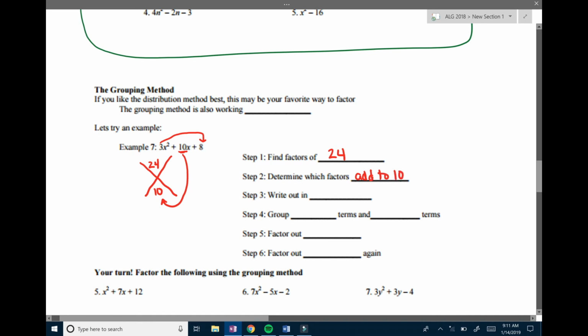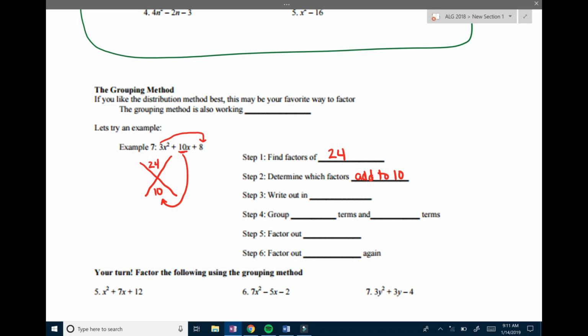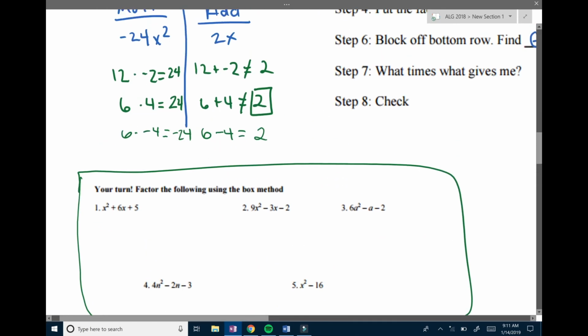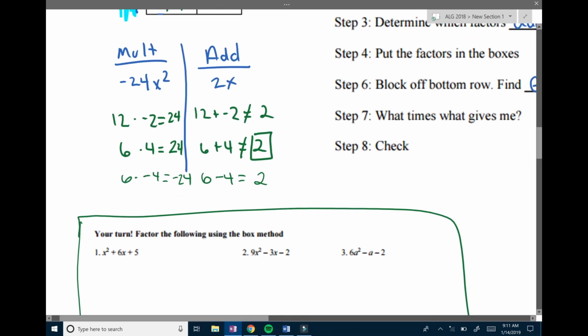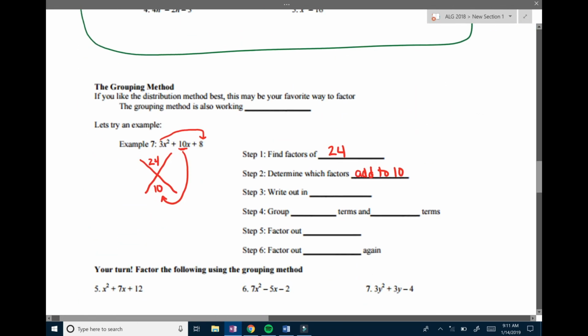What multiplies to 24 but also adds to 10? Well, based off of what we just did, 12 and 2 can't give me 10. Even if I had a negative, that would be a different case. So 12 and 2 is not the case. What else? 6 and 4. 6 times 4 gives you 24, and 6 plus 4 gives you 10. So 6 and 4.